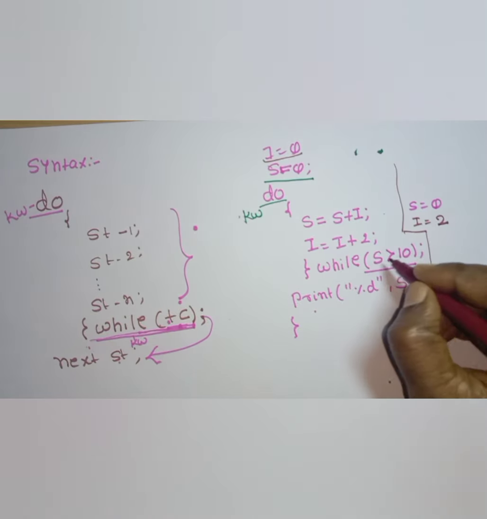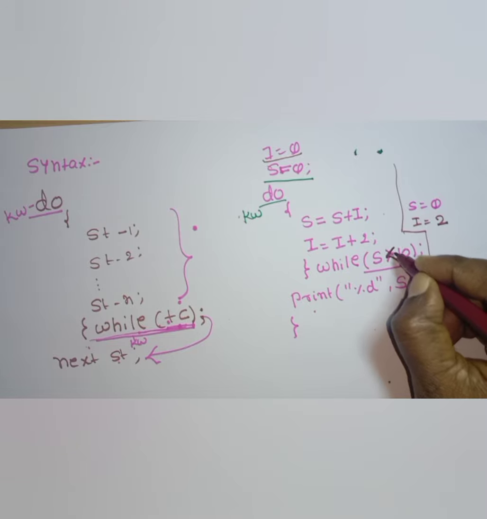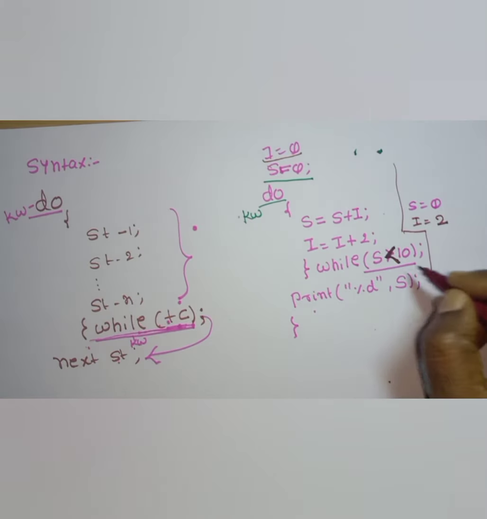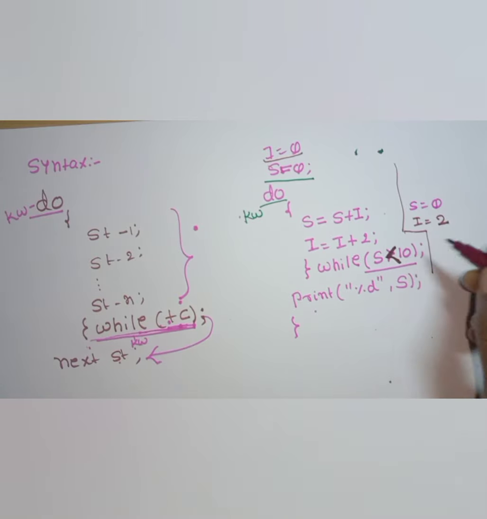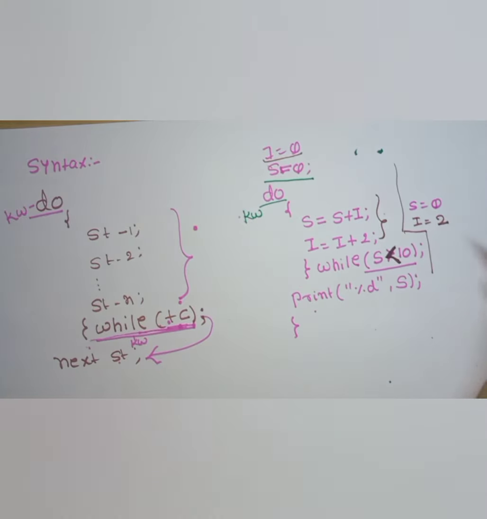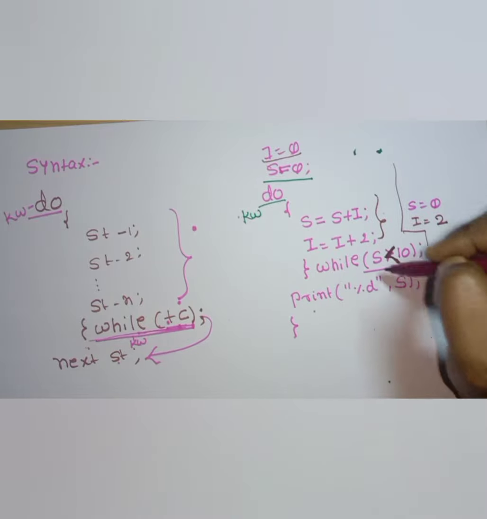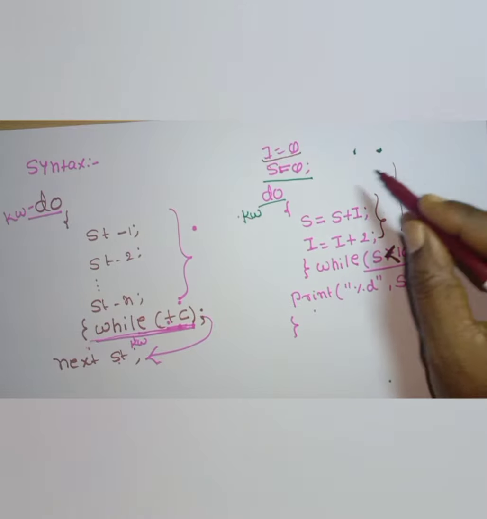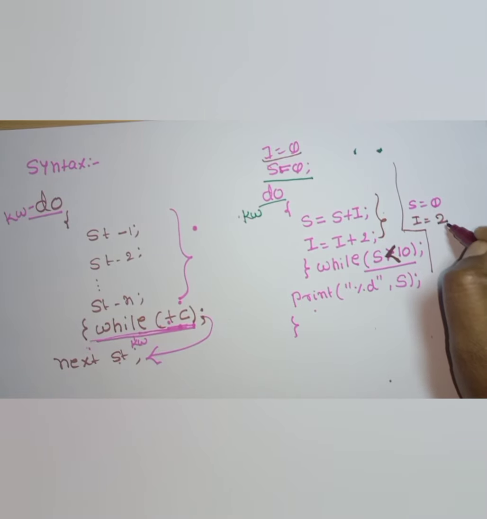And the reverse of that: if I have taken s is less than 10. Correct? If s is less than 10, then what happens? It is executing this once again. That means s is equal to 0. So already your i is equal to 2 is there.